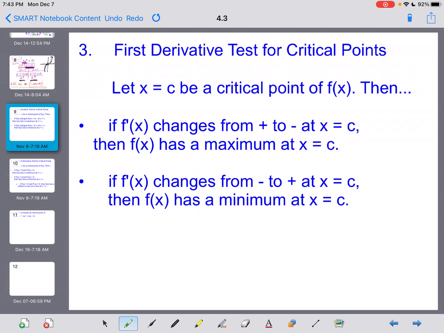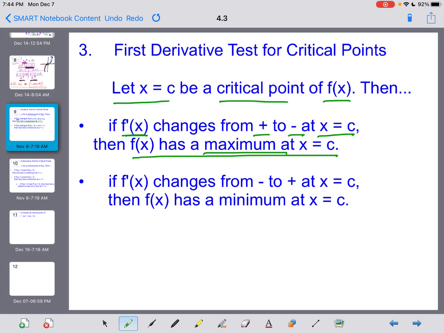All right, this first derivative test for critical points is really what I was talking about in the last few examples. So here we go. Let x equals c be a critical point of your function. That could be a spot where your derivative is undefined, or more likely, where your derivative is 0. Then, if the derivative f prime of x changes from positive to negative at x equals c, then f of x has a maximum value at x equals c. Think about what that means, guys.